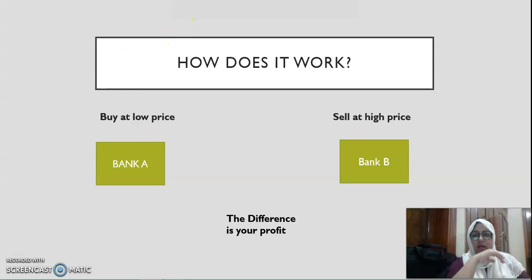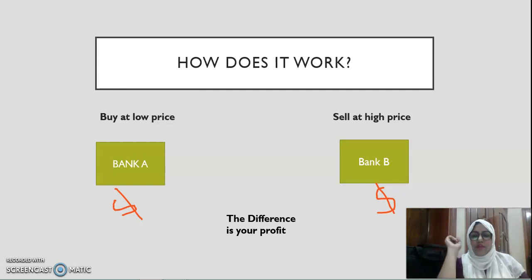Now we will see how it works. Suppose there are two banks involved, Bank A and Bank B, both buying and selling the same currency. If we know that the dollar is available at both banks, how can we capitalize on the dollar? The rates are also available. I haven't put rates over here, just for the sake of understanding this simple concept.